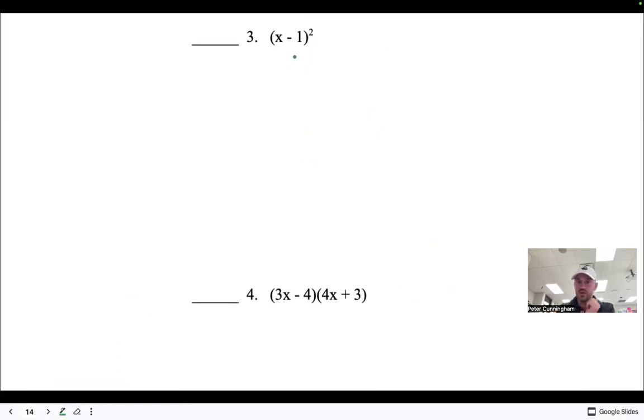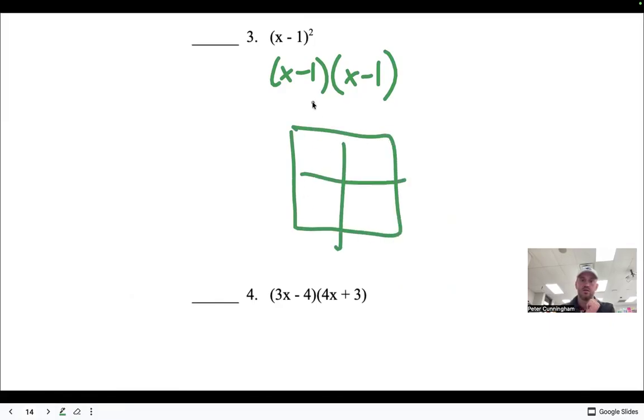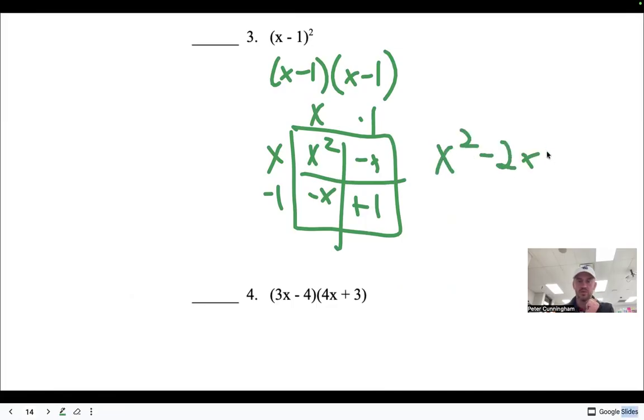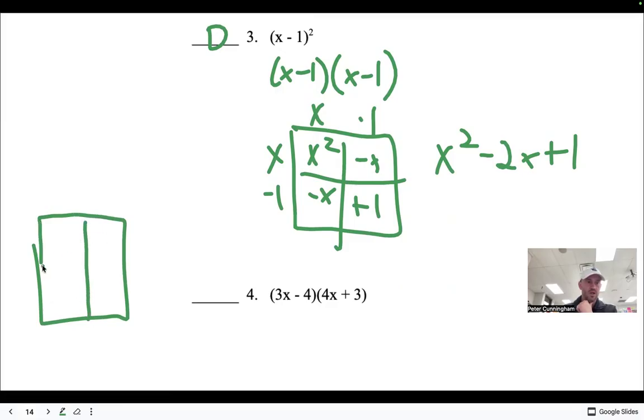x minus 1 squared, don't be fooled by these. This means that you're saying x minus 1 times x minus 1. x squared minus x plus 1. There's only one option that even looks like this, so I know this might be redundant at this point, but the more practice, especially on these ones where the numbers aren't 1, the better.